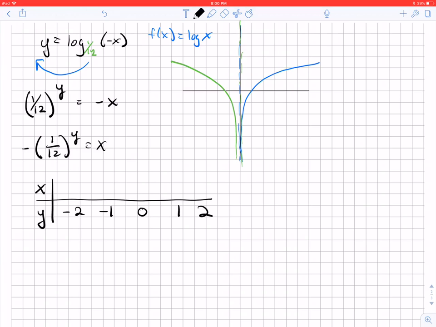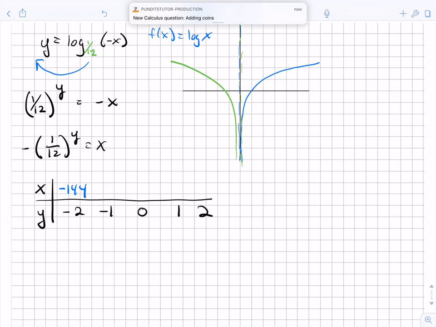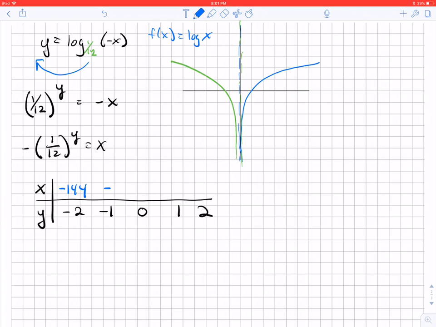So then if y is -2, it's going to flip. It's going to become 12 squared, which is 144. So this result is going to be -144. When y is -1, it'll flip, and it's going to be 12. Then it's going to become -12. To the 0 is 1, so that's -1.